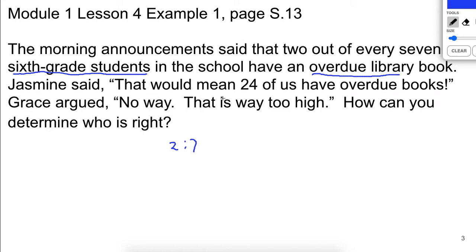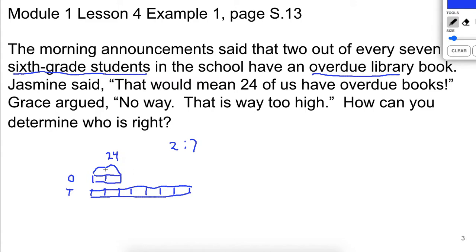Then Jasmine goes on to say that would mean 24. So if we do our tape diagram, we start with 2 to 7, so these are our overdue, and these are our total students. 2, 3, 4, 5, 6, 7. There is our tape diagram. So 2 out of every 7, and she says that means 24 of us would have overdue books.